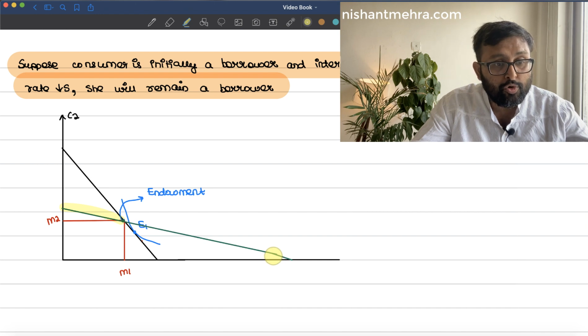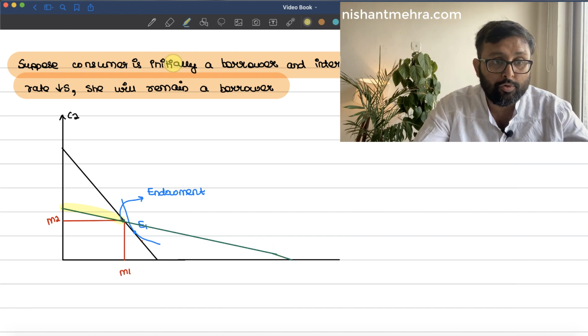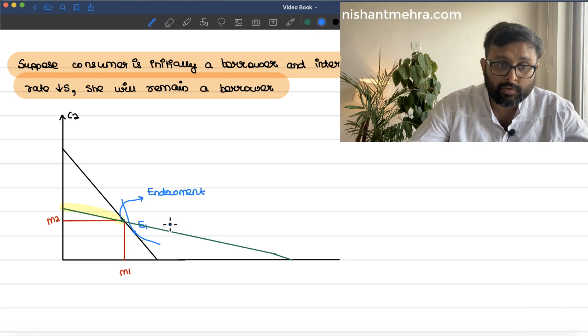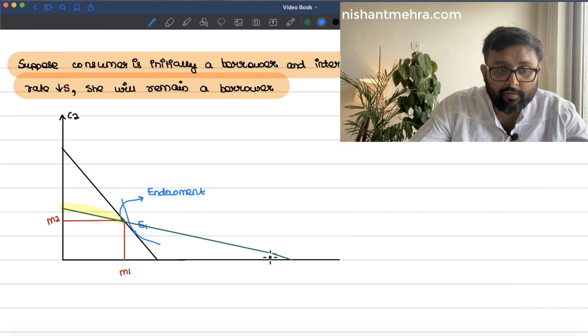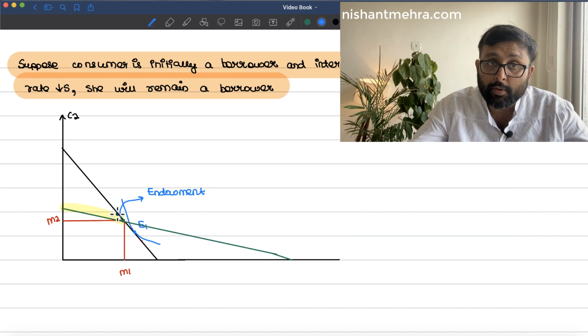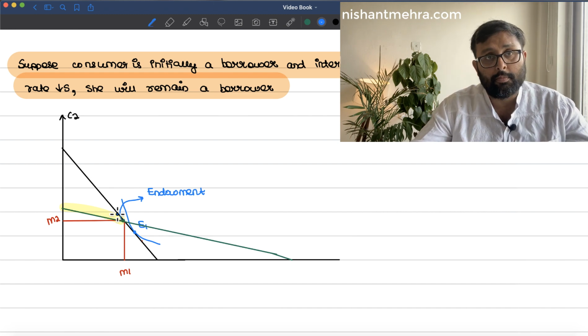So if you do not want to violate the principle of revealed preference, then you have to choose points on this portion of the new budget line, because if you choose anywhere to the right of the endowment, these points were not available to you under the initial budget constraint.